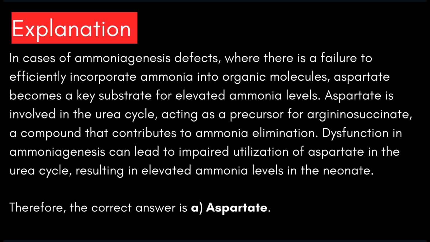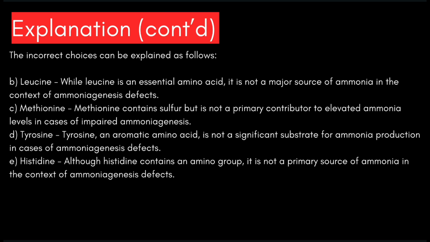Let's go ahead and move on and see why the other answer choices are incorrect. Leucine. While leucine is an essential amino acid, it is not a major source of ammonia in the context of ammonia genesis defects. Methionine. Methionine contains sulfur but is not a primary contributor to elevated ammonia levels in case of impaired ammonia genesis. Tyrosine. Tyrosine, an aromatic amino acid, is not a significant substrate for ammonia production in cases of ammonia genesis defects. Histidine. Although histidine contains an amino group, it is not a primary source of ammonia in the context of ammonia genesis defects.